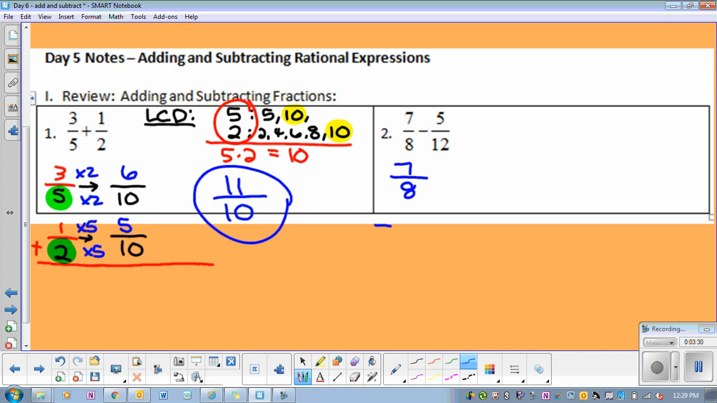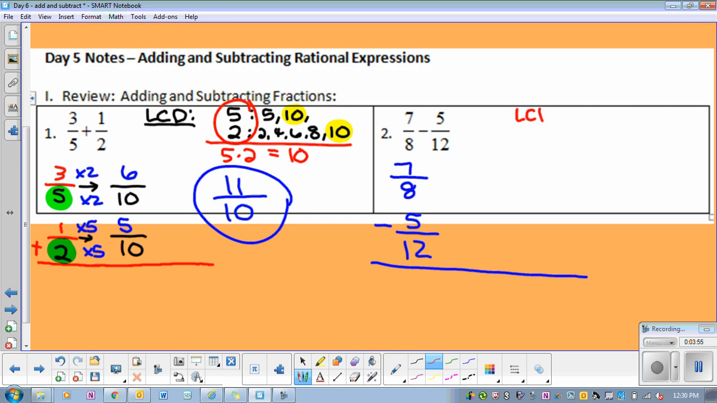When you subtract, it's the same thing. You have 7/8 minus 5/12. With this one, we can list out all the multiples, but we're actually going to prime factor this, because that is the more helpful method when you have rationals.